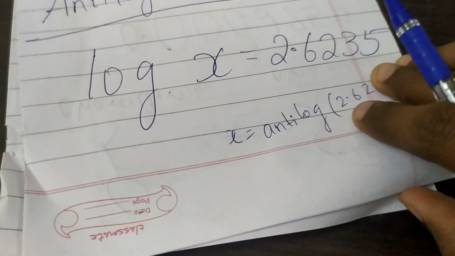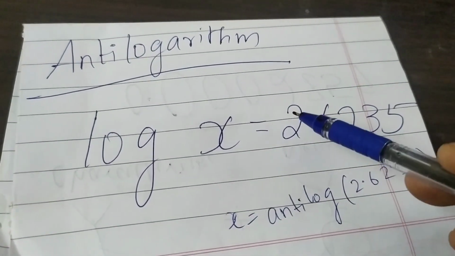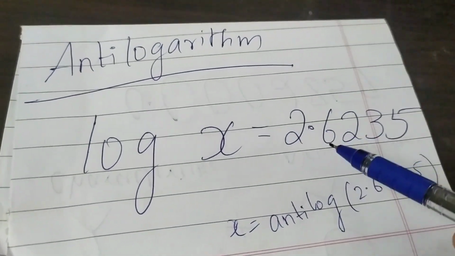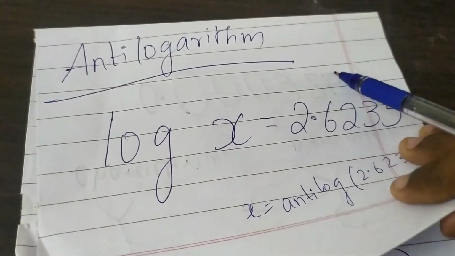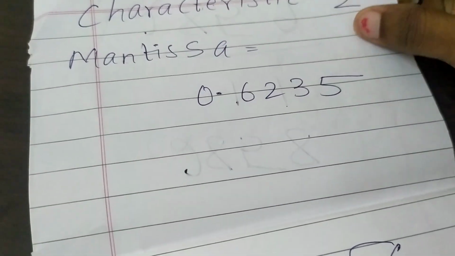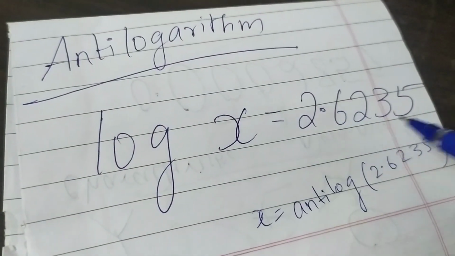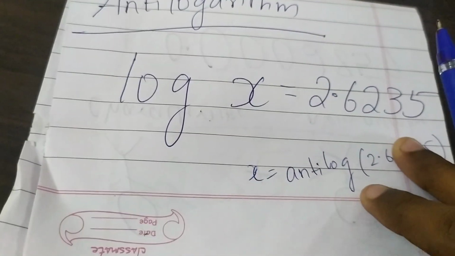So the first step would be writing the characteristic and mantissa of this number. Here the characteristic is the integer part and the mantissa is the decimal part. So the characteristic will be 2, and the mantissa will be the remaining decimal part, 0.6235.